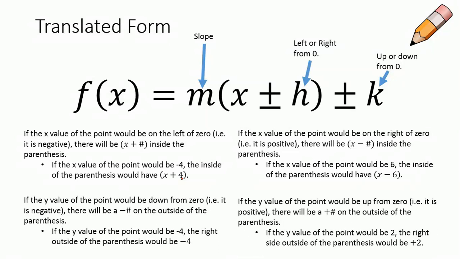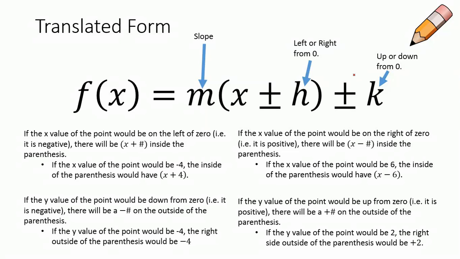What about that plus or minus k? We need to know when it's going to be plus k and when it's going to be minus k. So if the y value would be down from 0, aka it's a negative number, there would be a subtract of that number on the outside of the parentheses. So this is exactly what we think it would do. If the y value of the point would be negative 4, right outside the parentheses, right here, would be negative 4. So I'd have a subtract 4 on the outside there.